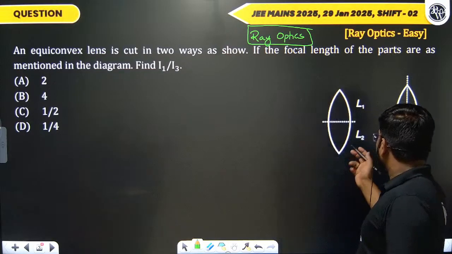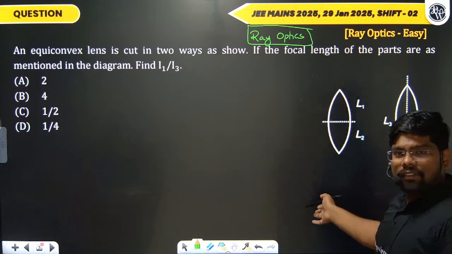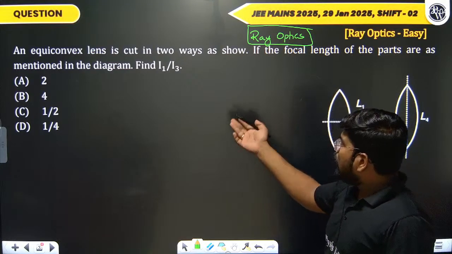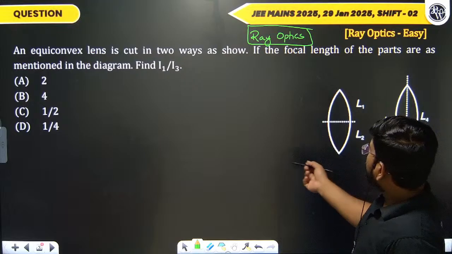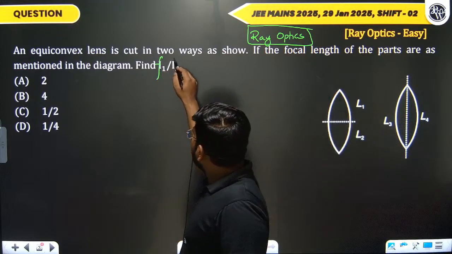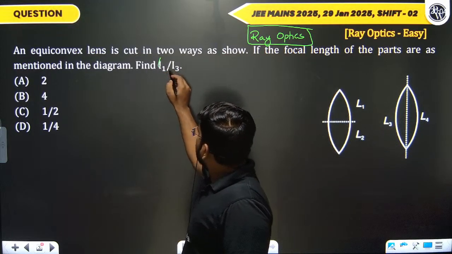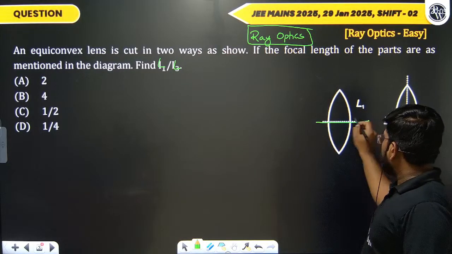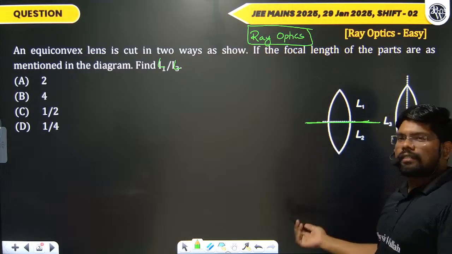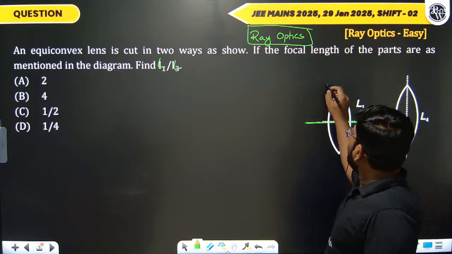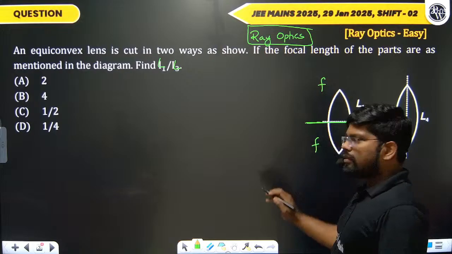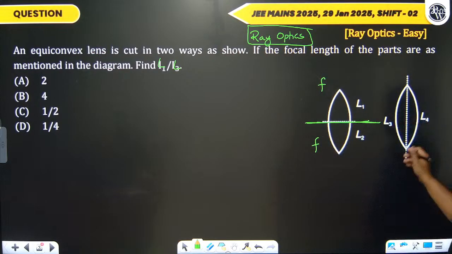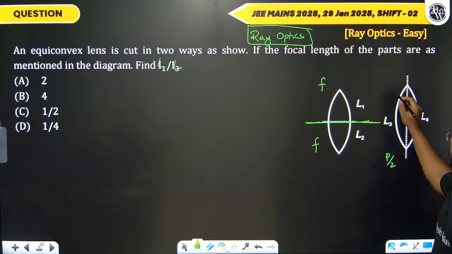So what things are there here? There are 2 lenses. I'm simply cutting the lenses, and when we cut the lens, definitely power will change and focal length also will change. What is the ratio of the focal lengths of L1 by L2? So here I have L1, L2. If you cut along the principal axis, there is no change in power and no change in focal length. If originally f, now also f. And when we cut perpendicularly, the power becomes half. When power becomes half, focal length becomes double.